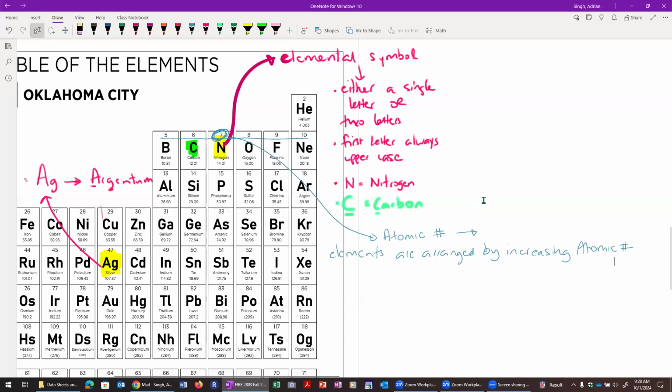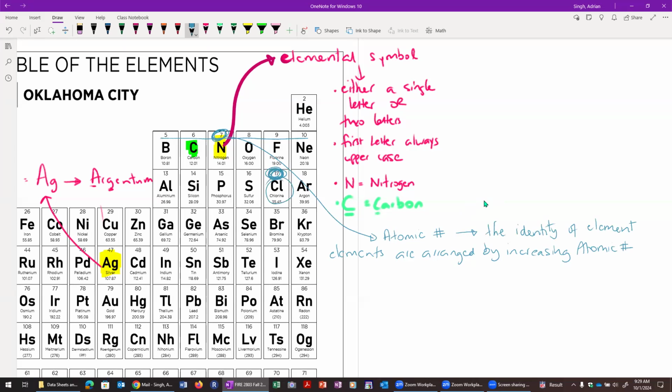So what does the atomic number actually mean? What does that tell you? Well, the atomic number actually gives you the identity of that element. What I mean by that is if I tell you, oh, there's an element with atomic number 17, what element is it? Well, right away we know, if you look up 17 for the atomic number, that it's chlorine. So it identifies the element.